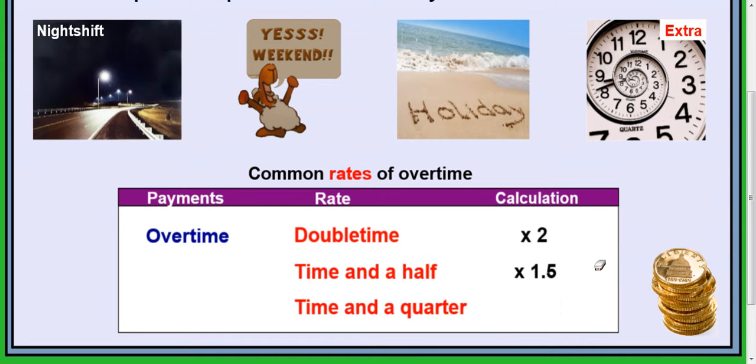And the same principles apply for time and a quarter. To work out what you would get for time and a quarter, you get your normal time plus a quarter, so you would times by 1.25.